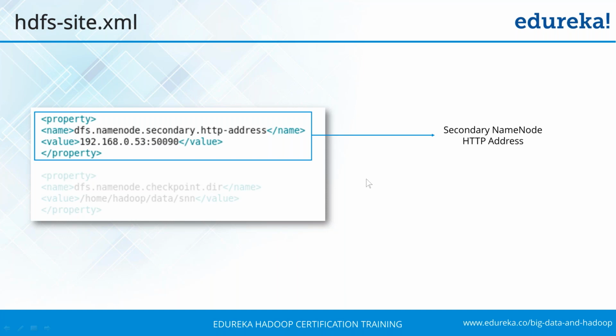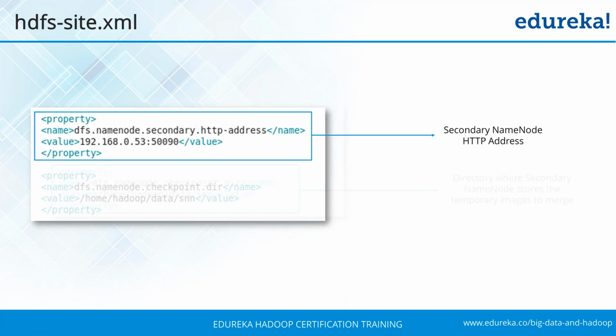So then you have got the secondary name node address. The secondary name node is being created via this property, dfs.namenode.secondary.http-address. And I'm going to put this secondary name node on a separate node, which will be this 192.168.0.53:5090. This is the web UI port number for secondary name node.